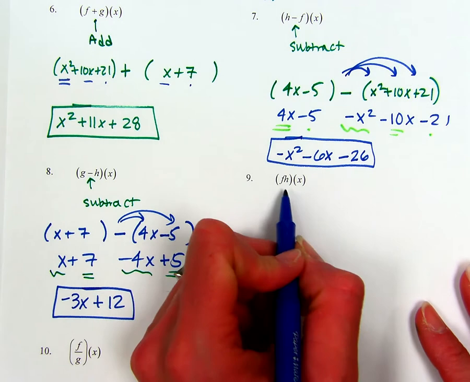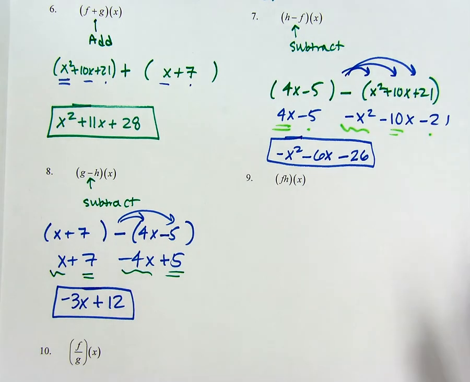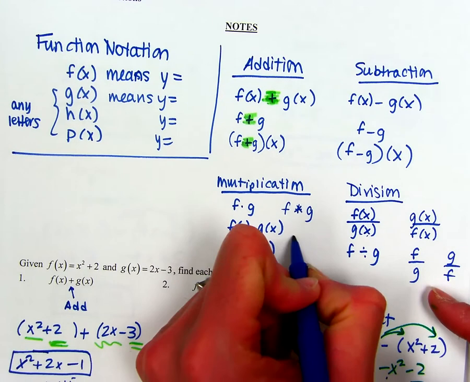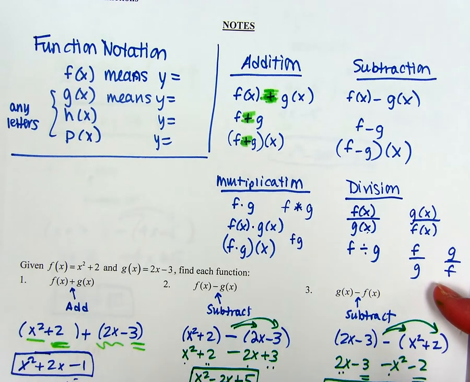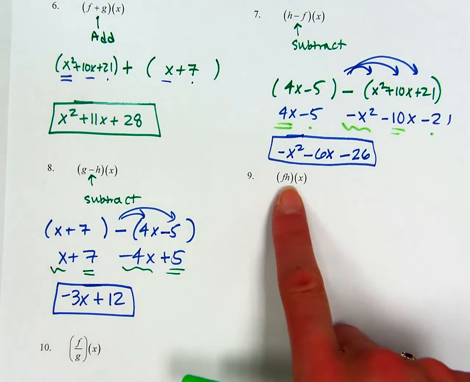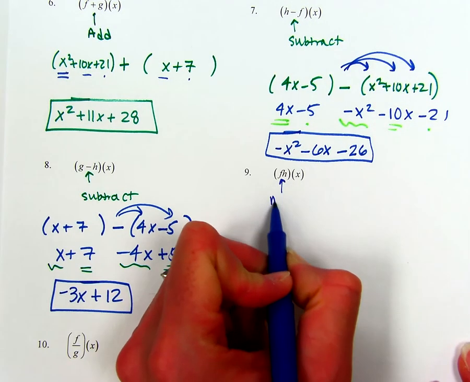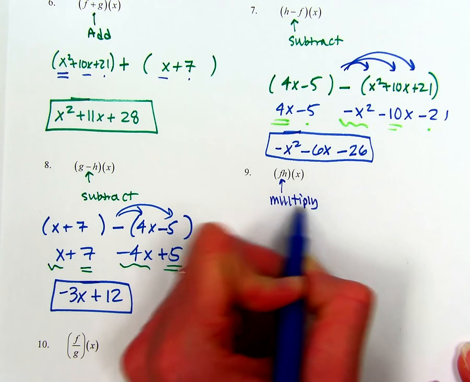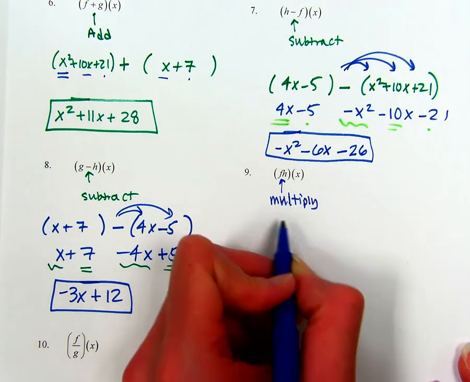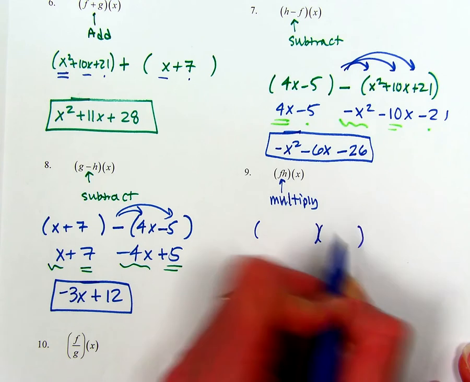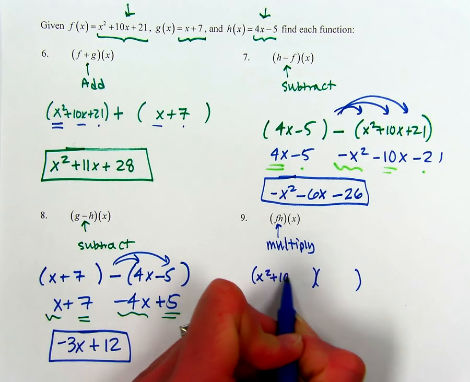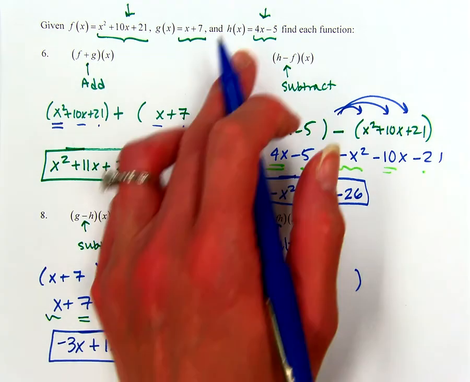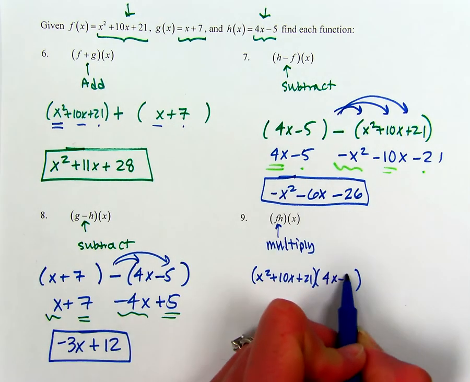This one, they want us to do f times h. Oh, I guess I didn't list this as one of our possibilities for multiplication. So if you just write 2 things next to each other with no operation in between, that means to multiply. Okay, so f times h, that's multiplication. And what's equation f and what's equation h? So equation f is this one, x squared plus 10x plus 21. Equation h is 4x minus 5.